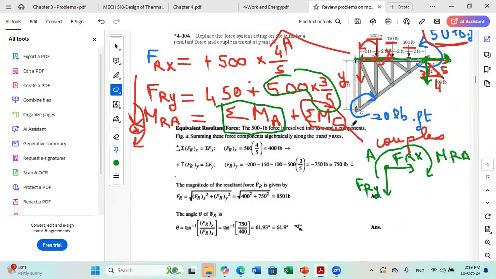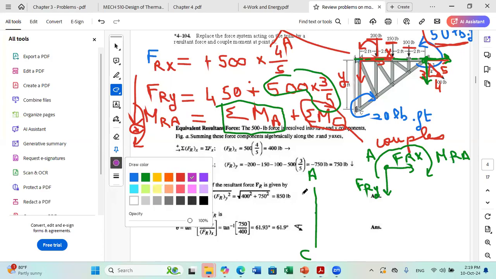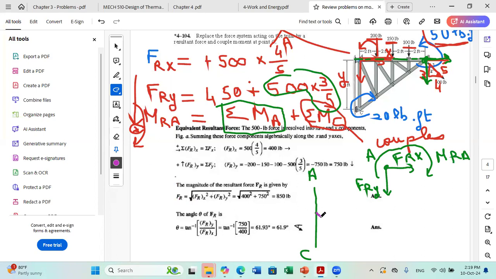For example, if I ask you, what is the location of the single force that will represent the system if I want to place it on AC? This means that I want to reduce now my system to one force acting somewhere on AC. I don't know where. So this is AC. My purpose is to find the location of my force in a way to represent the system alone. I don't need a couple here. This is the question.